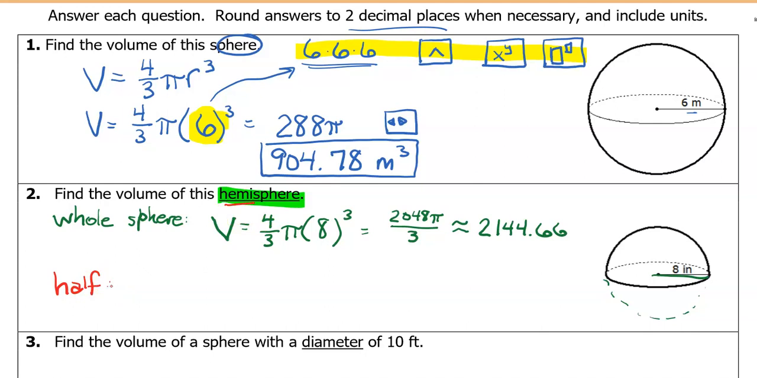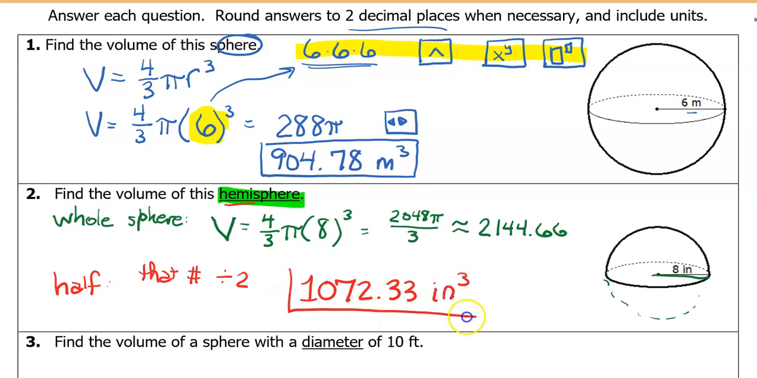So I'm going to take the answer I just got. I don't even have to type anything into my calculator to get that number. It's already right there. And I'm going to divide it by 2. And I'm going to get 1,072.33, and this is a volume, so it would be in cubic units.